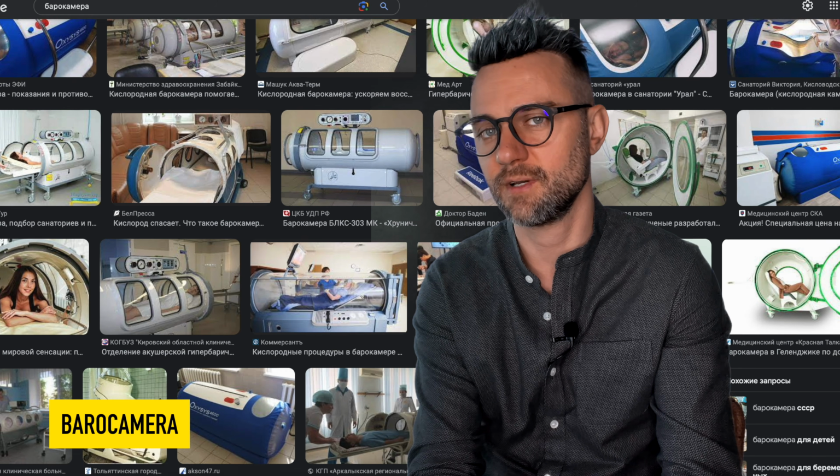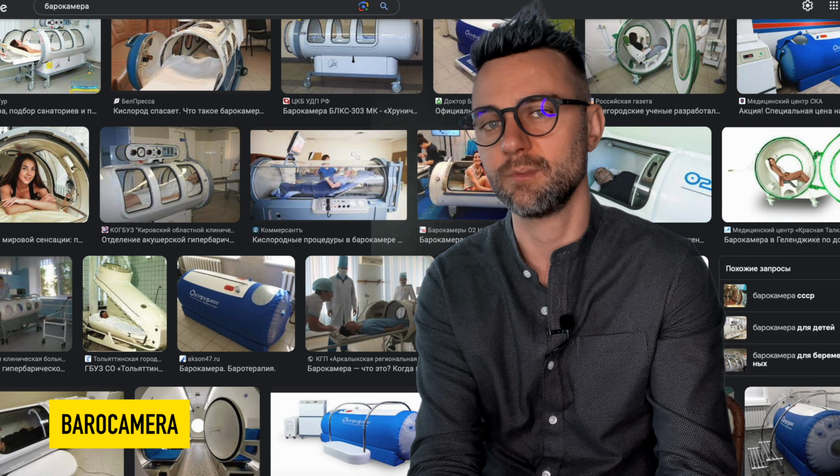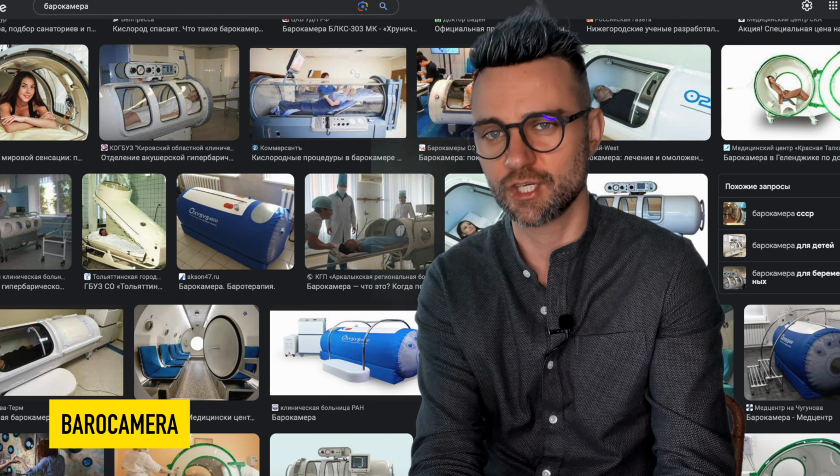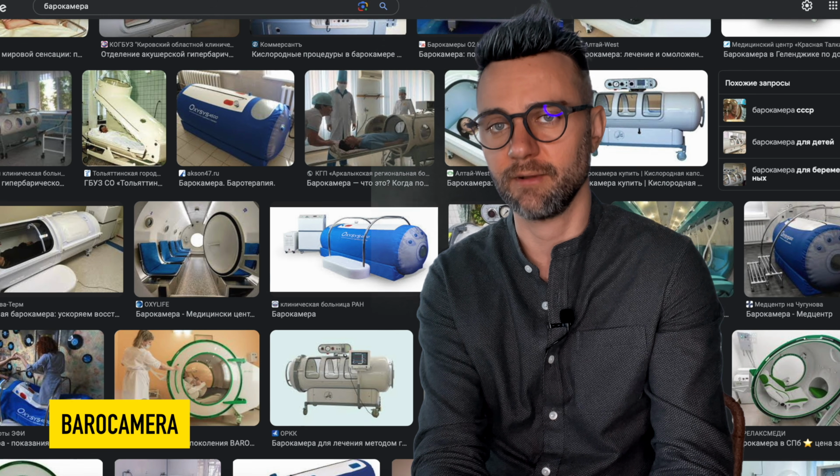Barocamera. The use of a Barocamera has to do with creating high pressure and providing the body with lots of pressurized oxygen. This can help promote healing and tissue regeneration, since the increased pressure can increase the solubility of oxygen in the blood and speed up its delivery to damaged tissues, which helps in their recovery. However, the use of a Barocamera is a medical procedure and requires a doctor's prescription.